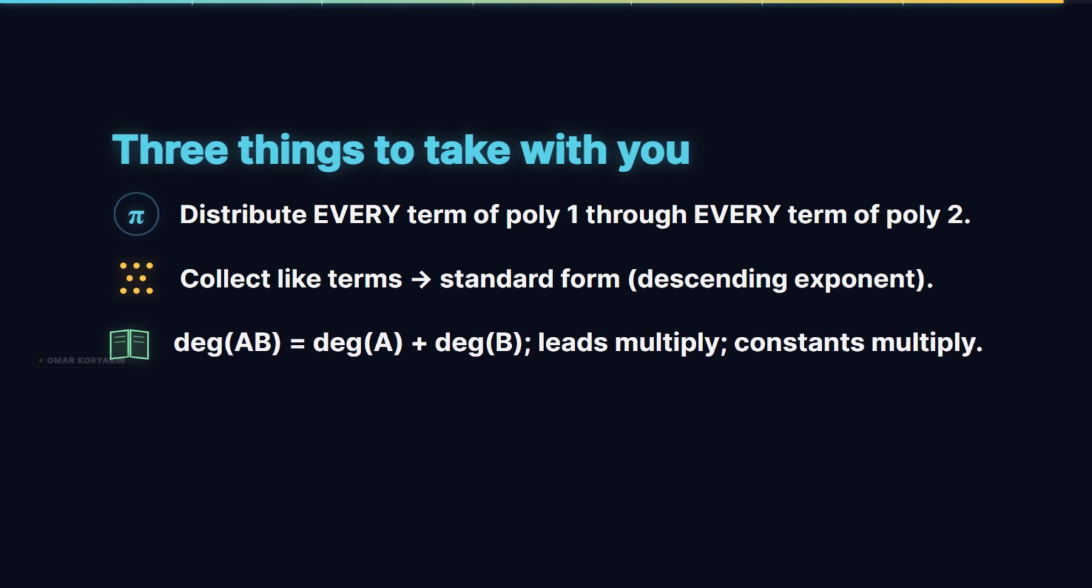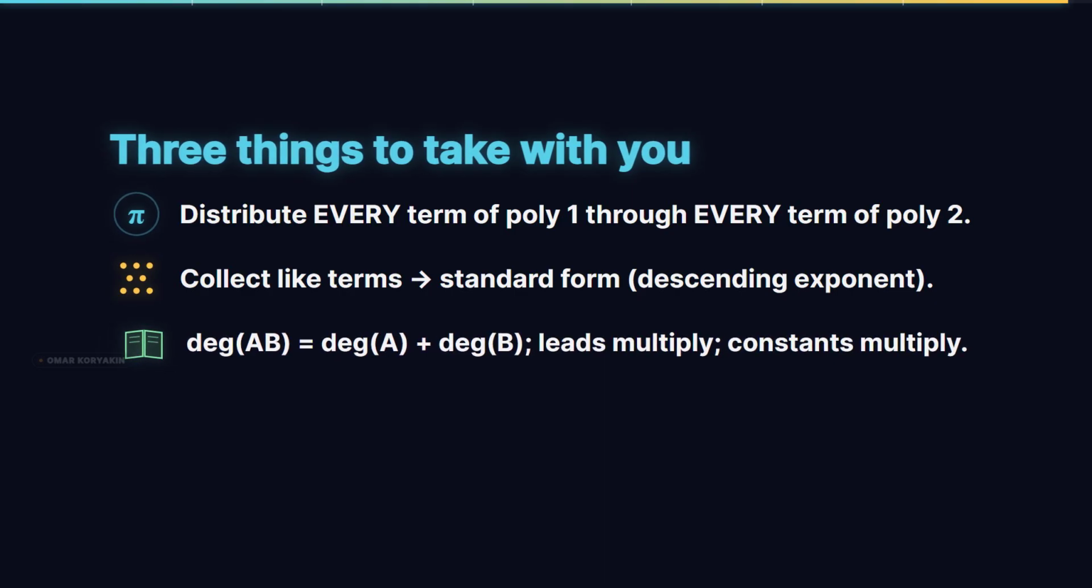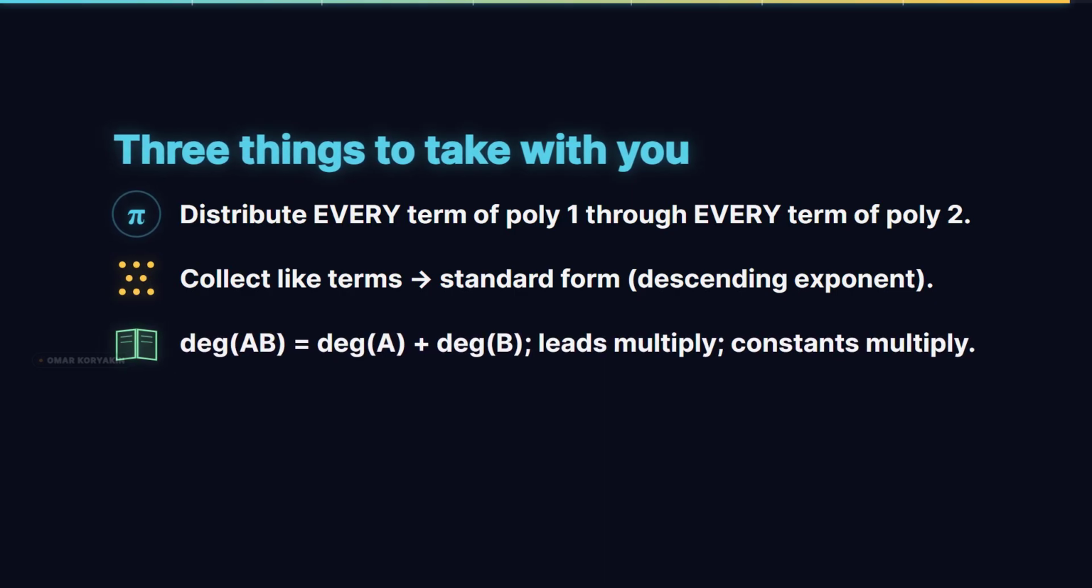Coming up next, the lesson called Special Products, which introduces the FOIL acronym and the patterns for squaring binomials, the difference of squares, and cubing binomials in detail. These special multiplication patterns are pure shortcuts based on today's general mechanic, and recognizing them on sight saves enormous time on factoring problems coming up in the next chapter.